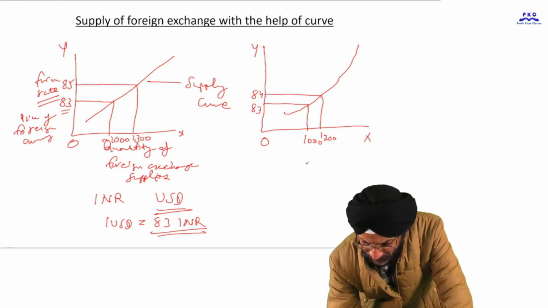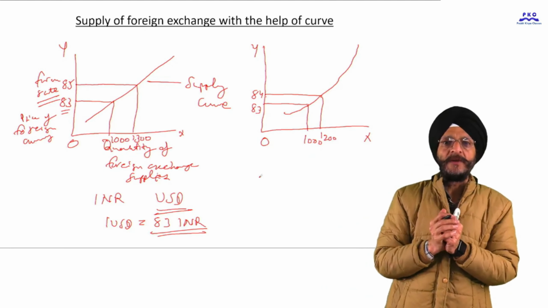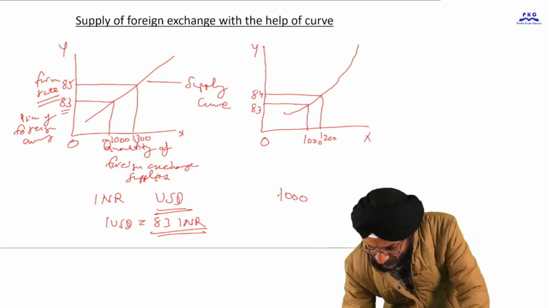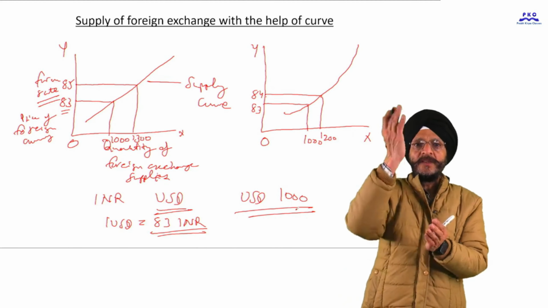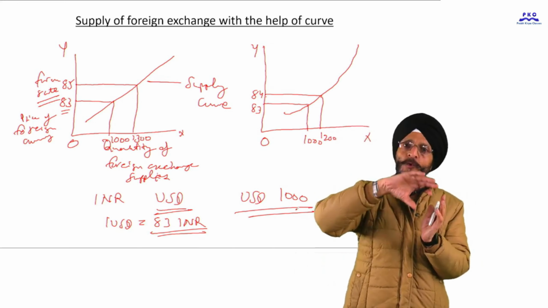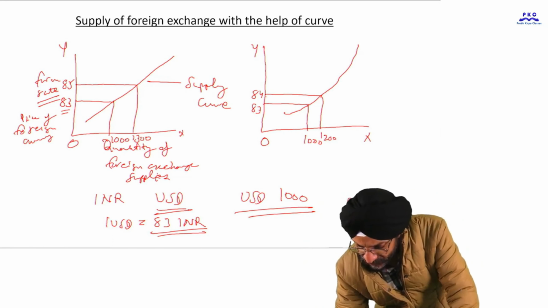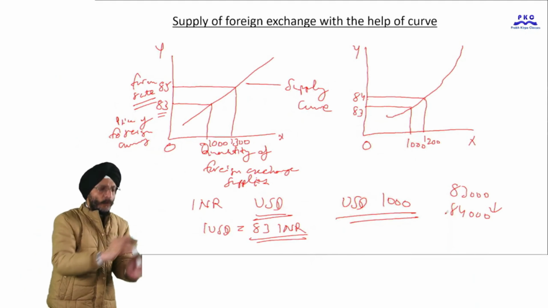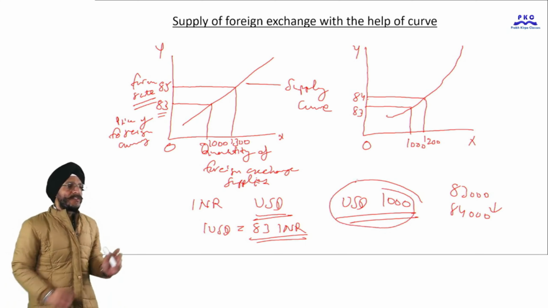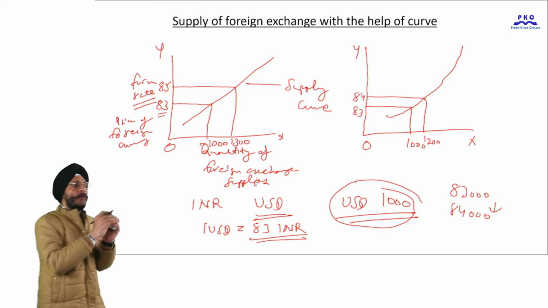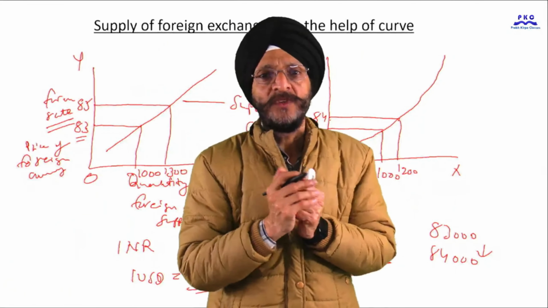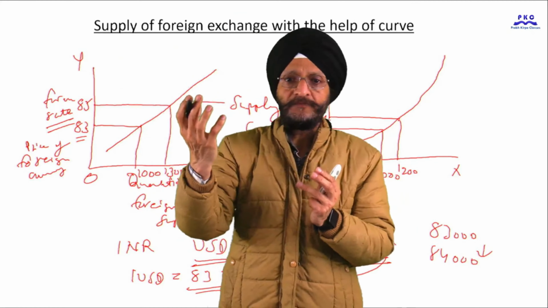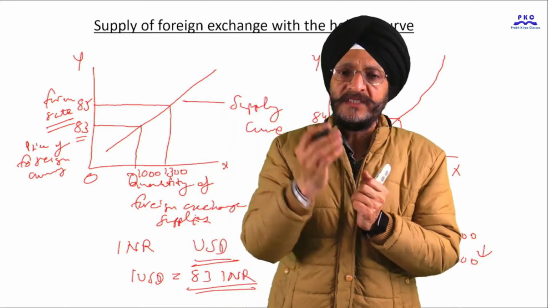the exporter will receive more. For example, if there is a businessman who is supplying goods to the USA worth 1000 US dollars, if the forex rate increases, for the same goods supplied he will receive 84,000 rupees. Goods supplied worth 1000 US dollars, he will be receiving more money in domestic currency. So he will feel incentivized. So he will export more goods so that he can earn more in domestic currency.